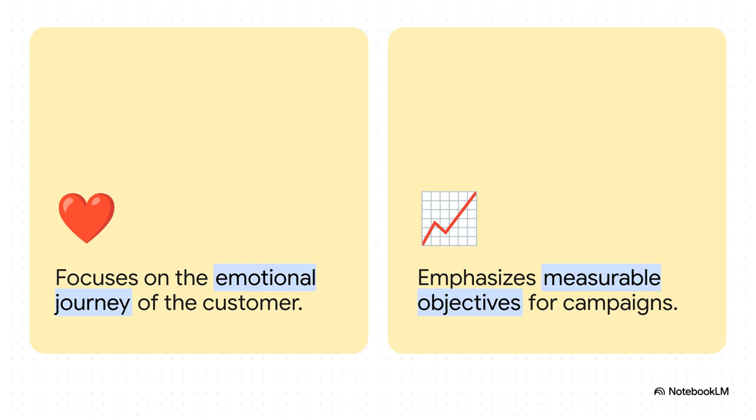So let's fast forward a bit to 1961. Advertising is getting way more expensive, and corporate execs are starting to demand answers. They want to know, what is our money actually doing? Enter Russell H. Colley and his Dagmar approach.